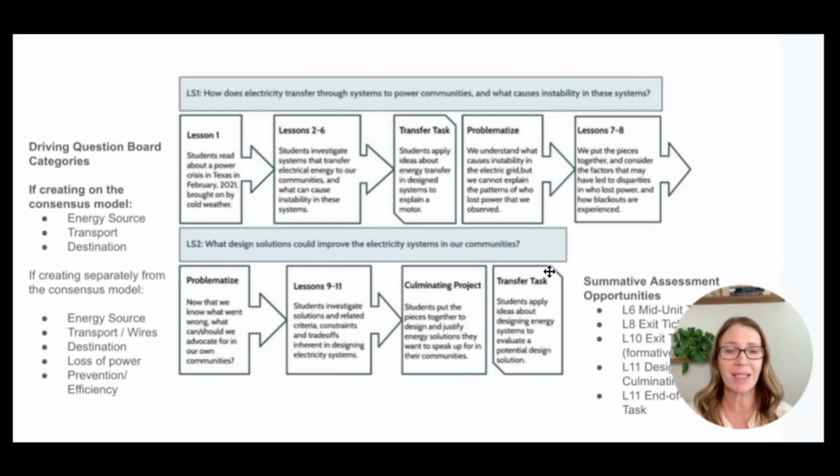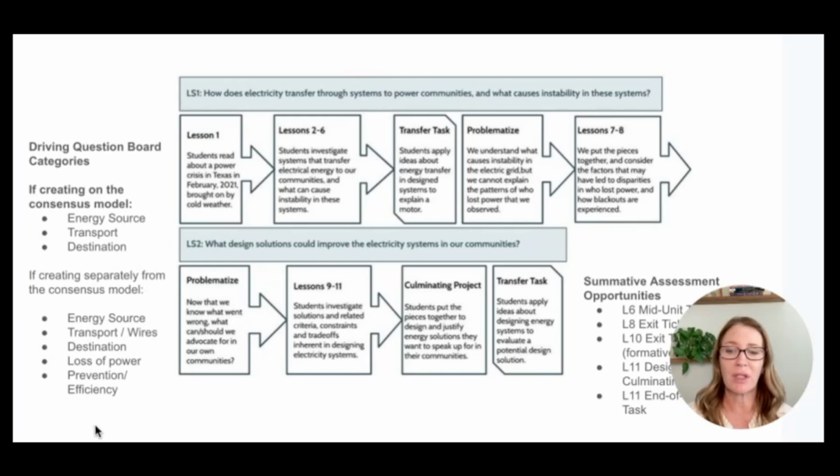So the second lesson set is actually an engineering challenge, and we develop some engineering ideas along the way, but they all get used to design an electric grid for their community that is reliable. And so we learn about criteria and constraints and trade-offs. So it's kind of a hybrid unit where we have an anchoring phenomenon and an engineering design challenge.